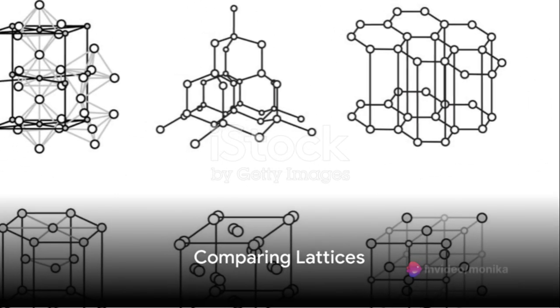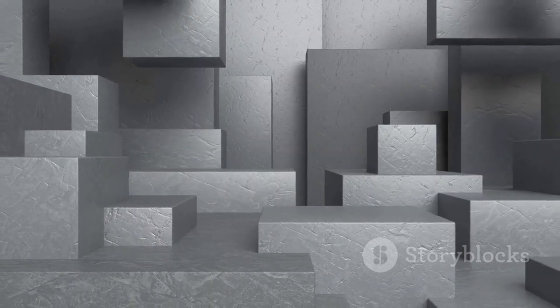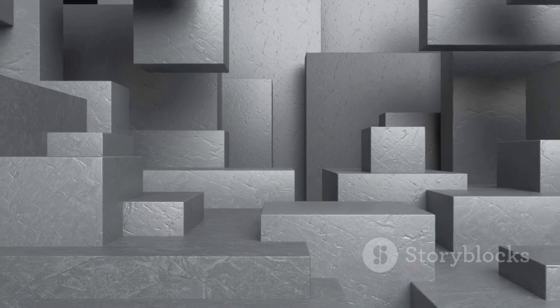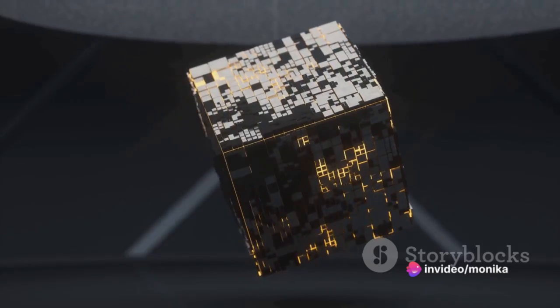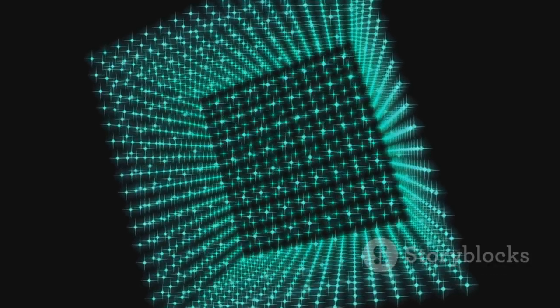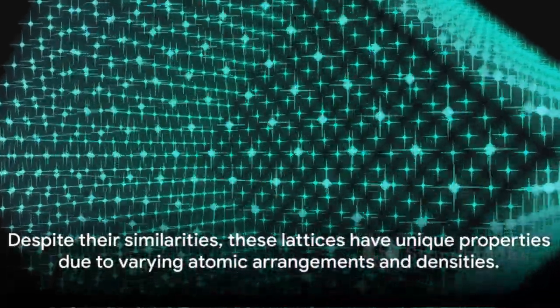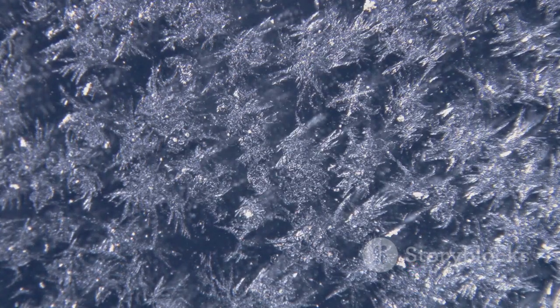Wondering how these lattices compare with each other? Let's dive in. Simple cubic lattices, though straightforward, have the lowest packing efficiency and stability. On the flip side, face-centered cubic lattices with atoms nestled in their faces boast a higher packing efficiency and stability. Then we have the body-centered cubic lattices, striking a balance between the two with an atom at its center. So, while they all share the basic concept of a lattice, their atomic arrangements and densities vary, giving each a unique set of properties. Despite their similarities, these lattices have quite distinct characteristics.